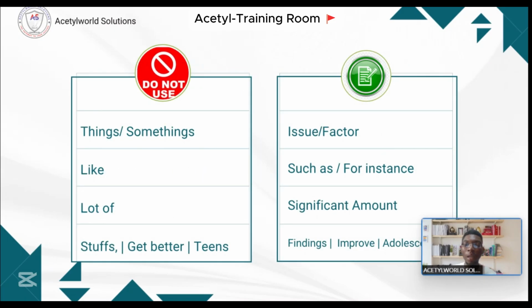Now, when you're writing in an academic tone, do not use something like things or something. Instead, use issues or factors. Do not use like this, like that. Instead, use such as or for instance. Do not use a lot of. Instead, use significant amounts of a particular thing. You understand? Do not use stuff, use findings. Do not use get better, use improve. Do not use things, use what? Adolescents. Those are the things that you can improve on, that will actually increase the way you speak in an academic setting.